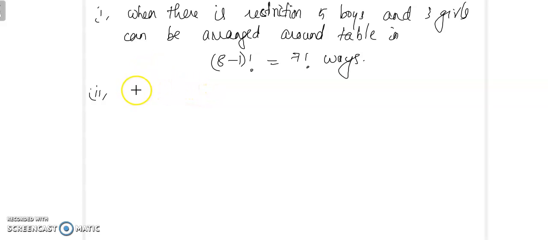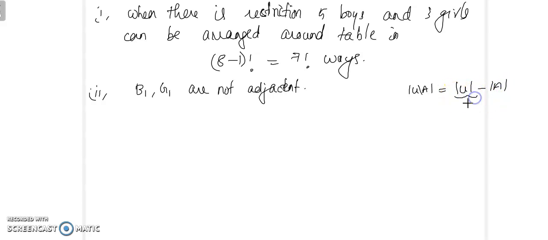Now for the second part, B1 and G1 are not adjacent. Now for this we will use the complementation principle. So by the complementation principle, the number of arrangements in which boy 1 and girl 1 are not adjacent will be equal to the total number of arrangements, so cardinality of U minus cardinality of A. Cardinality of U is the total number of arrangements, and A will be the number of arrangements where they are actually adjacent.